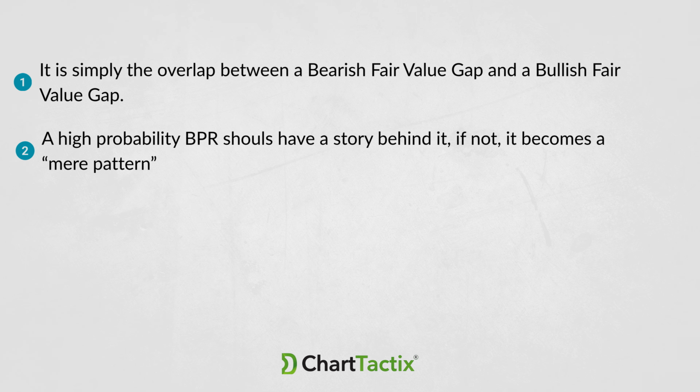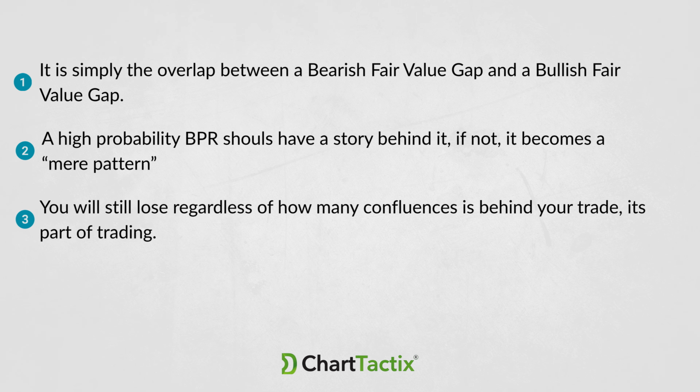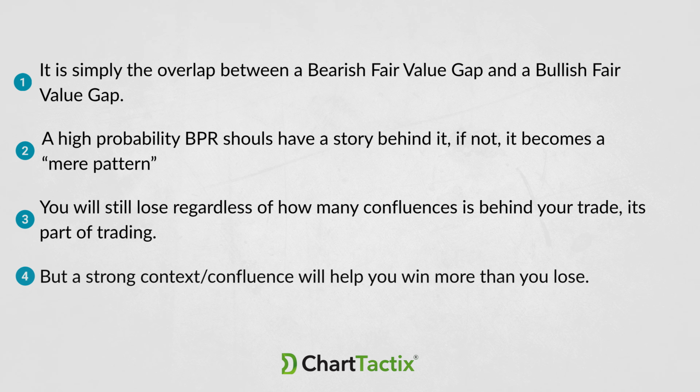But at the same time, you also need to understand this. No matter how many confluences you have, you will still lose sometimes. That's part of trading. But when you have strong context, what that does for you is simple. You win more than you lose, especially when you're using proper risk to reward, like a 1 to 2 or even a 1 to 3. And that's where consistency comes from.